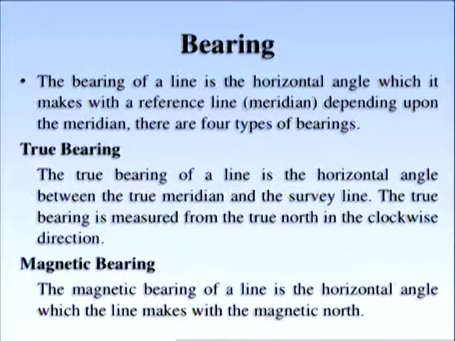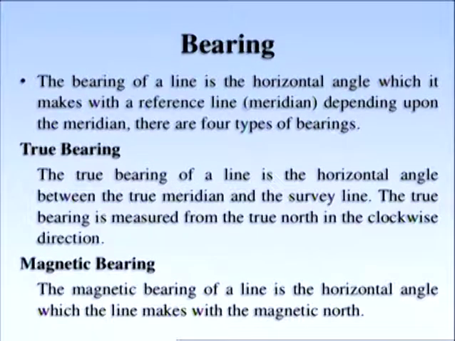So today our lecture is: what is bearing, how we can take the angle, what is the W.C.B, that is whole circle bearing, and what is the reduced bearing. Number one, we start with the bearing. The bearing of a line is the horizontal angle which it makes with the reference line, that is known as the meridian. Depending upon the meridian, there are four types of bearing.